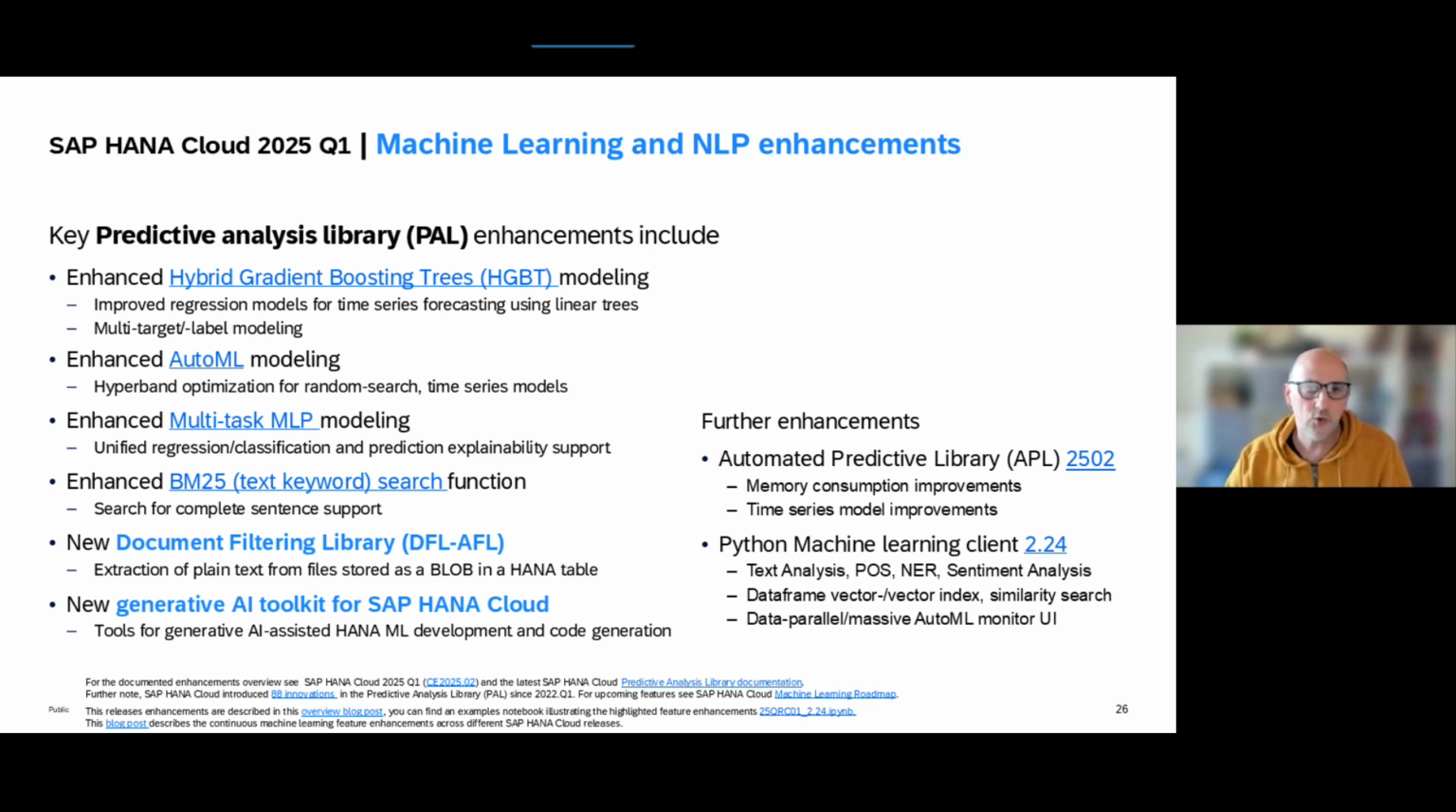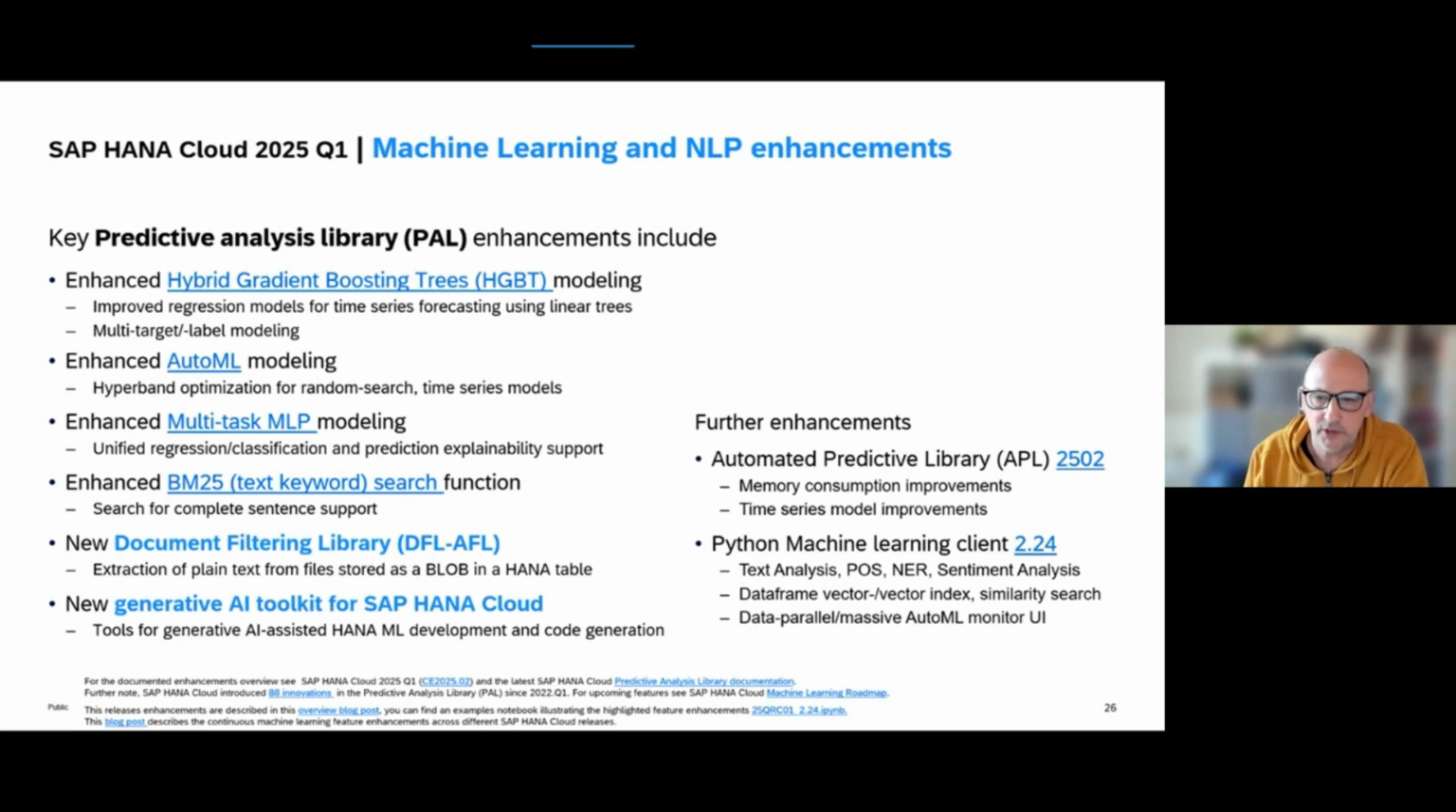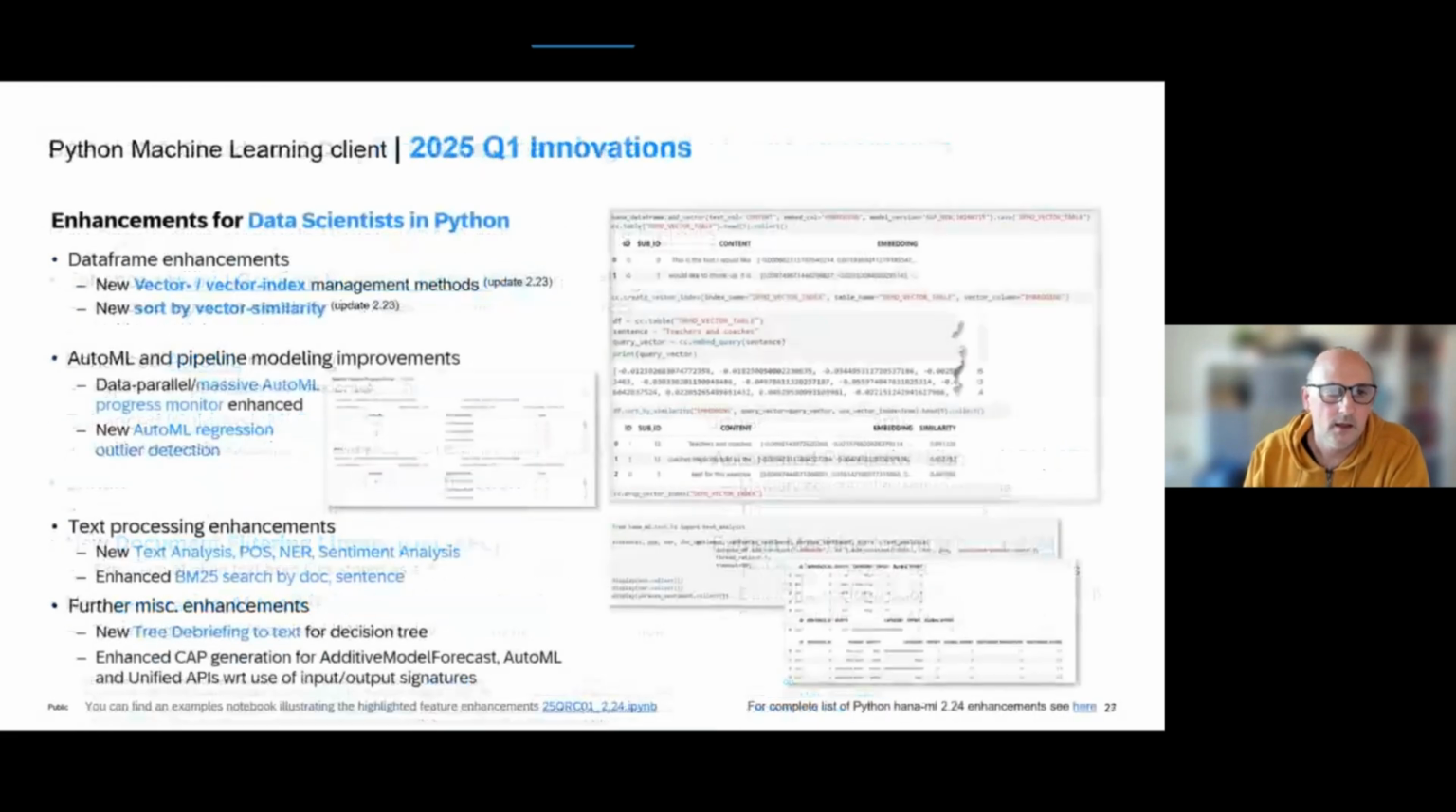Now, really new enhancements in addition to the predictive analysis library are the document filtering library, a new plugin to HANA Cloud, which we'll talk about in a second in more detail, as well as the generative AI toolkit. The automated predictive library, as you can see on the right-hand side, is also released with a new version, 25.02, with some time series and memory consumption improvements.